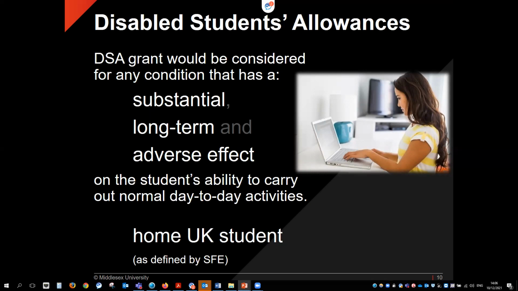And as long as the student is a home UK student, as defined by Student Finance England, Student Loans Company, and of course that they're on a higher education course. So if the student is covered by the Equality Act, they would be eligible for the Disabled Students' Allowances. Now, let's have a look at some examples of what a student with a number of conditions might expect. These examples are from our video. We have a 3-minute video for students that I'll give you the link to at the end of this presentation.